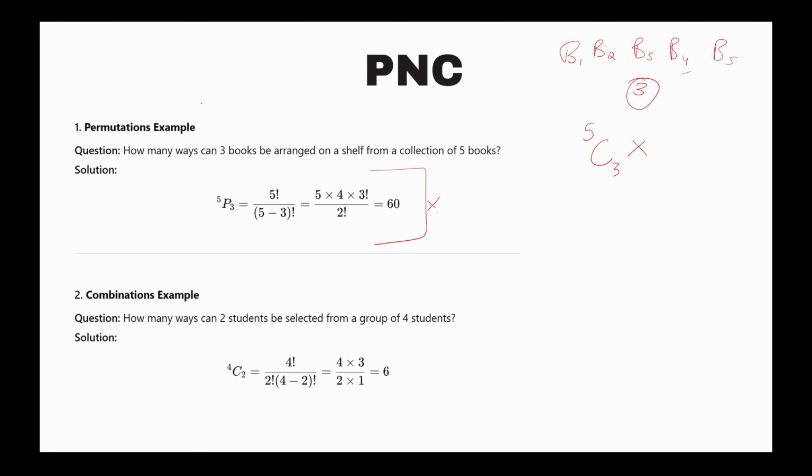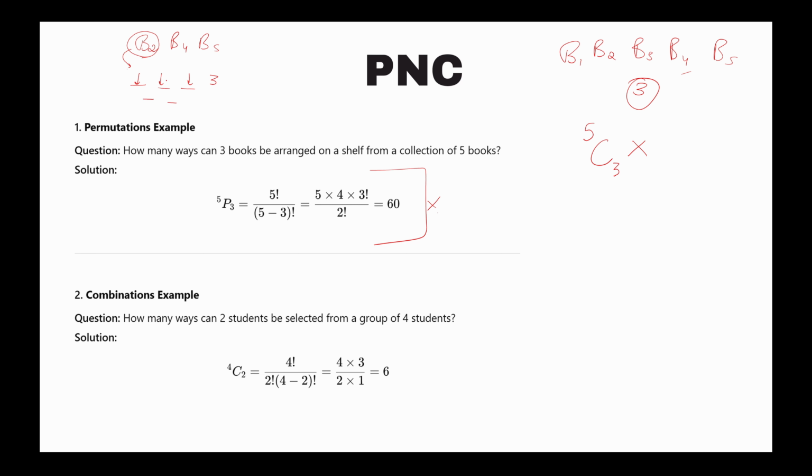Now I have to arrange these 3 books in different ways, right? Let's say I chose, for example, book 2, book 4 and book 5. Now in the shelf there are 3 spaces in which I can arrange these 3 books, as we had seen in the first example as well. Now let me choose book 1 first. If I choose book 1, how many ways can I arrange this book? It can either go here, here or here. So there are 3 ways.